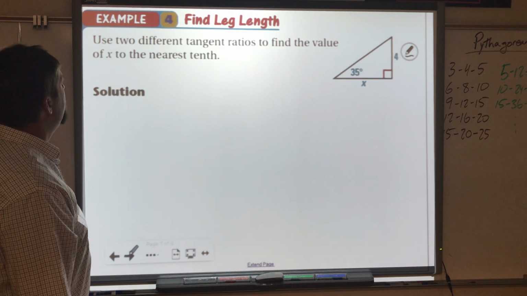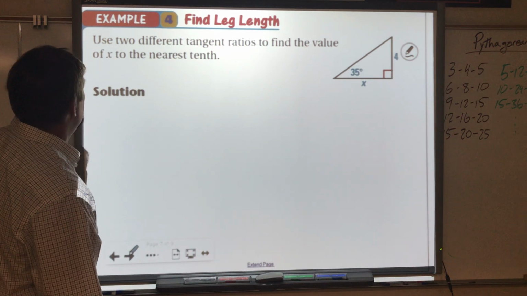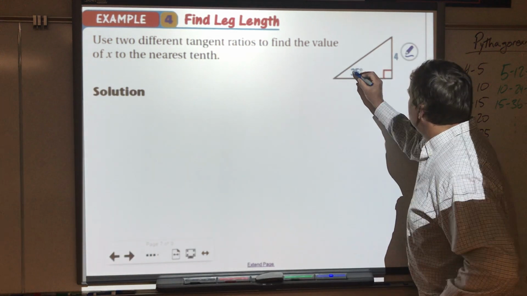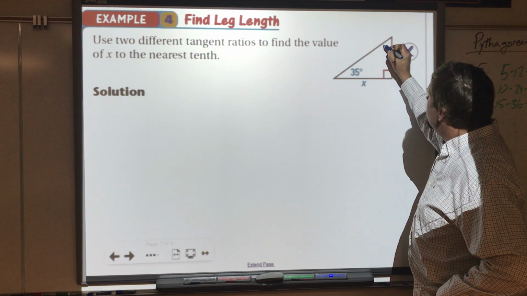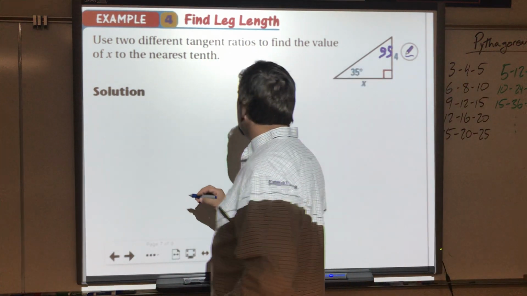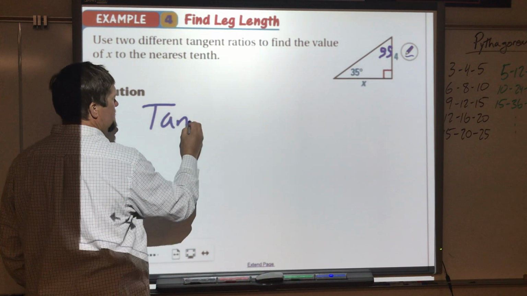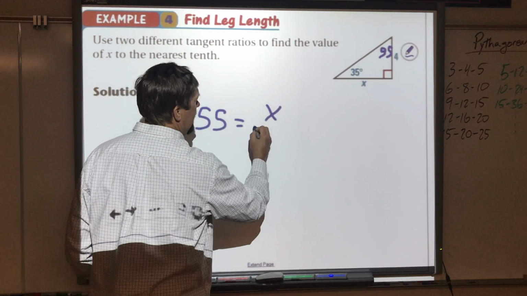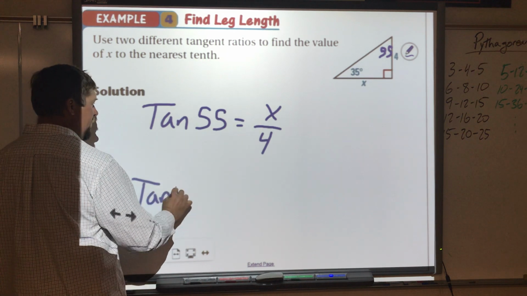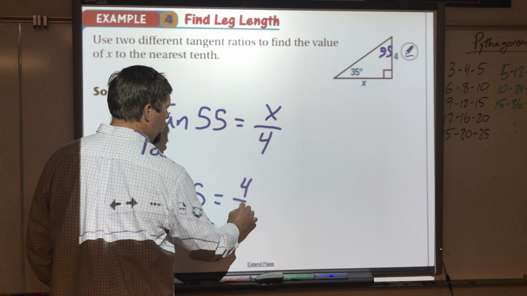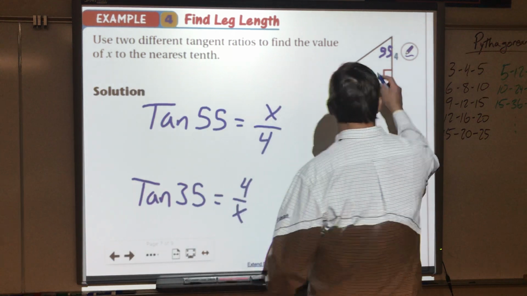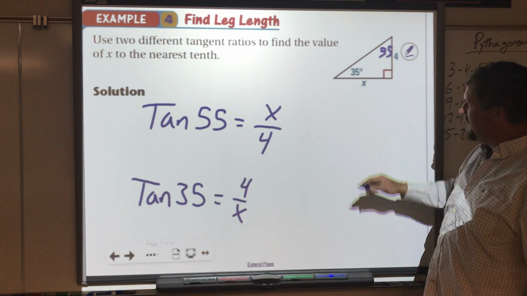This time, 2 different tangent ratios to find the value of x to the nearest tenth. Okay, so what I'm going to do is, I know this one's 35. This one has to be 55 because they have to add up to 90 degrees. So we could have said the tangent of 55 is equal to x over 4. We also could have said the tangent of 35 is equal to 4 over x. So it's very important you understand how to do this and what the difference between an opposite and adjacent are.